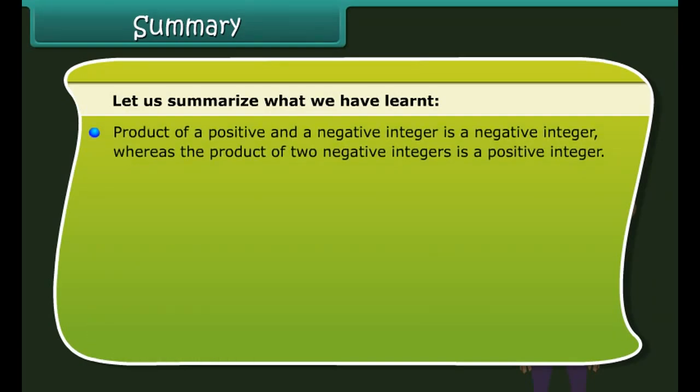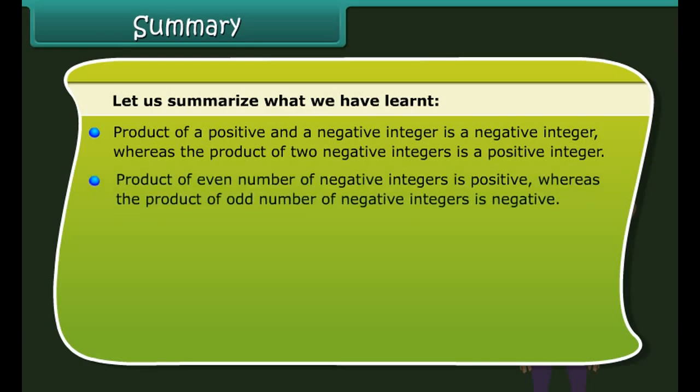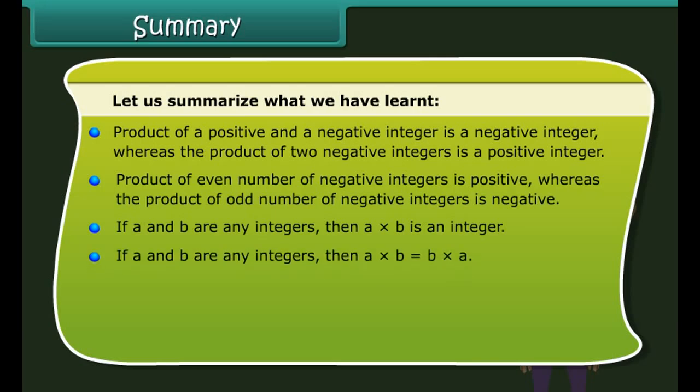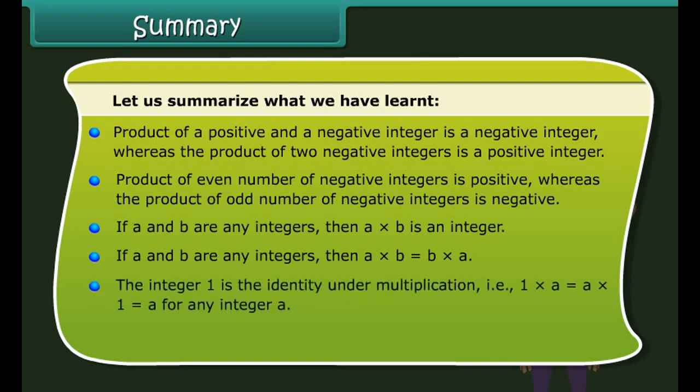Integer 0 is the identity under addition. That is, A plus 0 is equal to 0 plus A, which equals A for any integer A. Product of a positive and a negative integer is a negative integer, whereas the product of two negative integers is a positive integer. Product of an even number of negative integers is positive, whereas the product of an odd number of negative integers is negative. If A and B are any integers, then A into B is an integer.